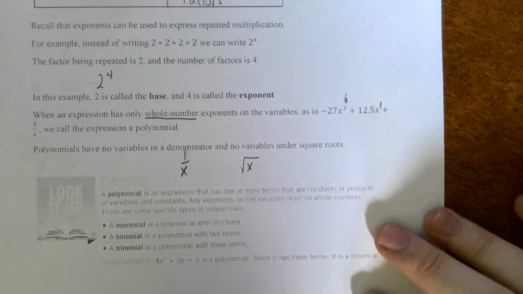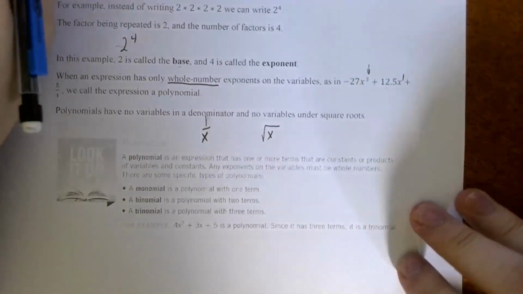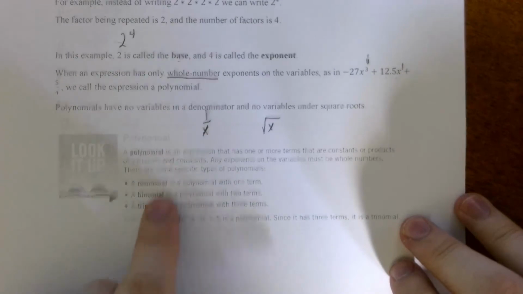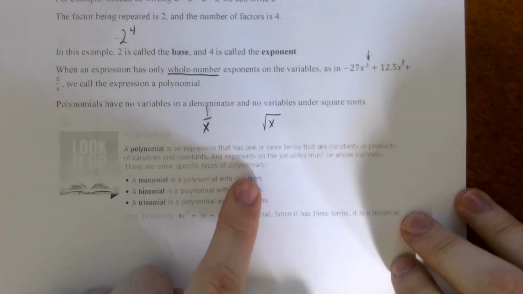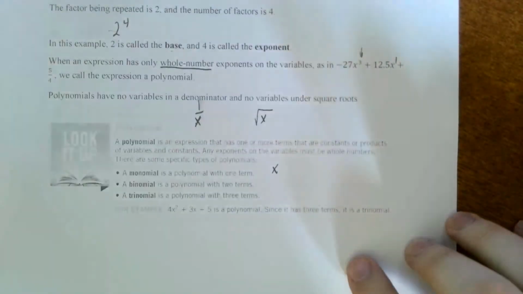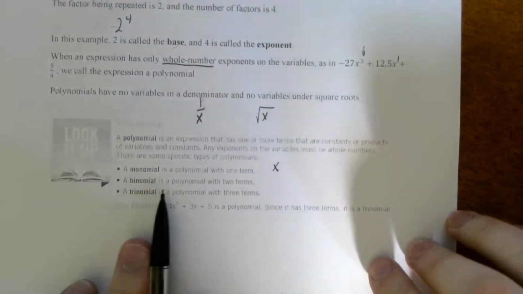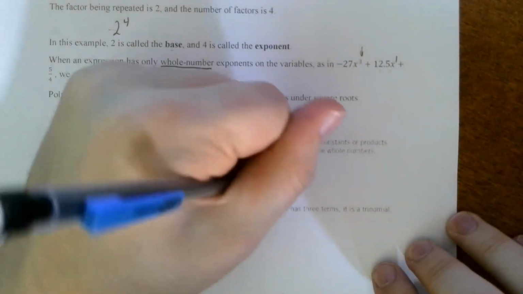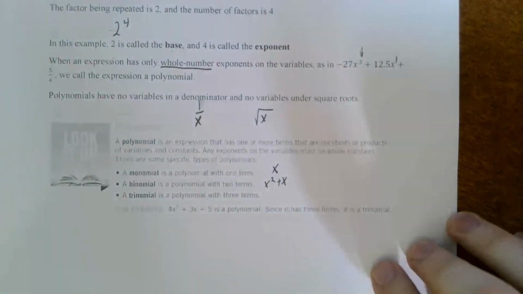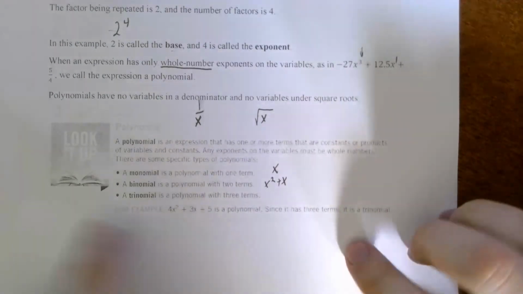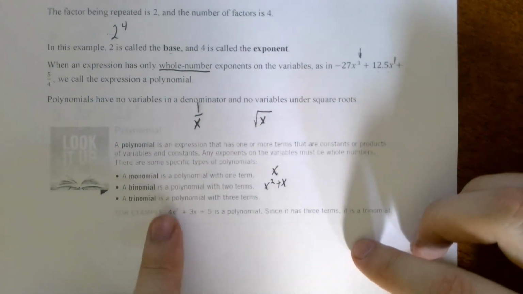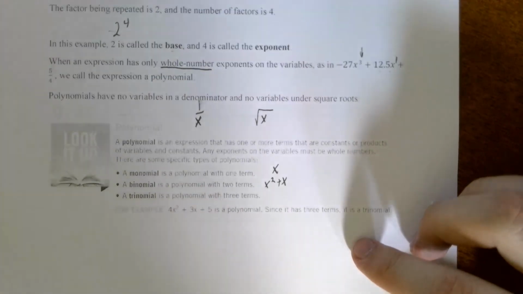Okay? So we have a few specific polynomials. A monomial is a polynomial with one term, right? So an example of that would just be x. A binomial is a polynomial with 2 terms, so maybe x squared plus x. So there's 2 terms there. And then a trinomial is a polynomial with 3 terms, and they give you an example right there. So we have 4x squared plus 3x plus 5.